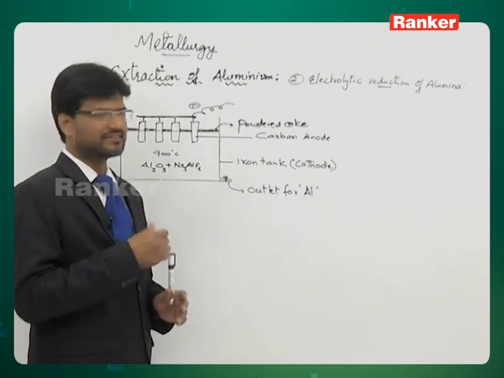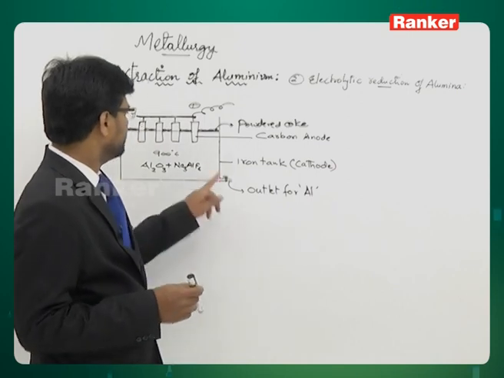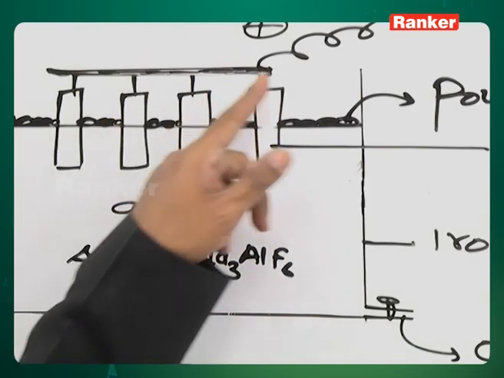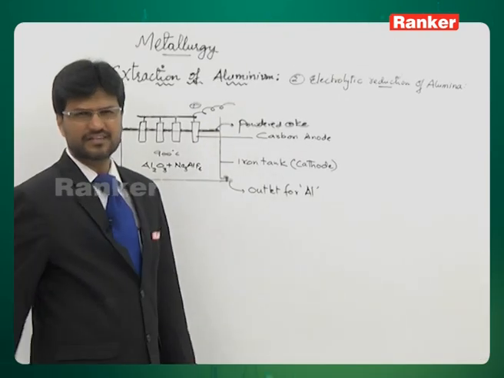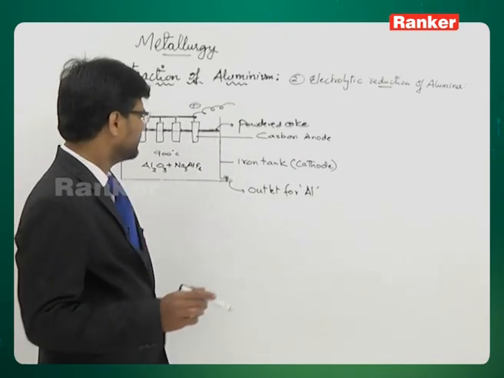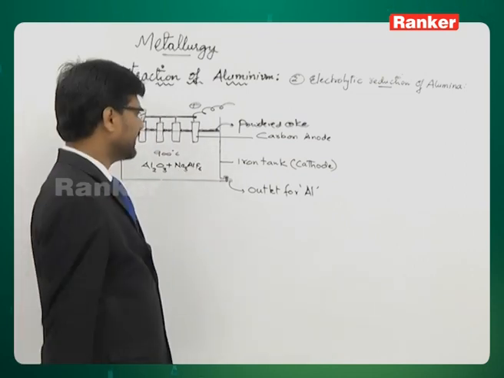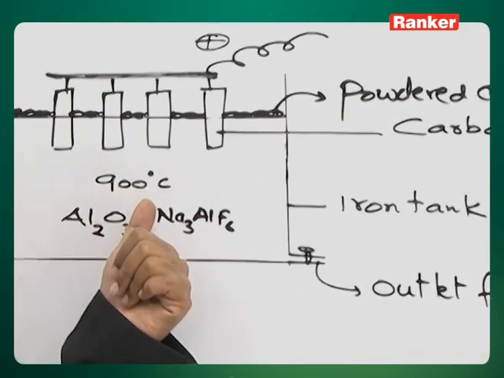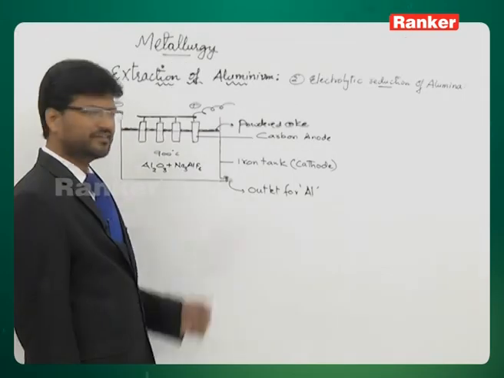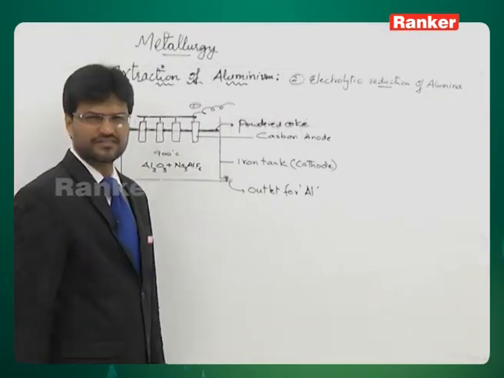This acts as a flux, right? And then we use carbon rods as anode and the iron tank itself will act as cathode. The iron tank itself acts as cathode and the carbon rods which are suspended from above act as anode. Due to the addition of cryolite, the fusion temperature comes down to 900 degrees Celsius. This is the temperature maintained to keep these two substances in the molten state.